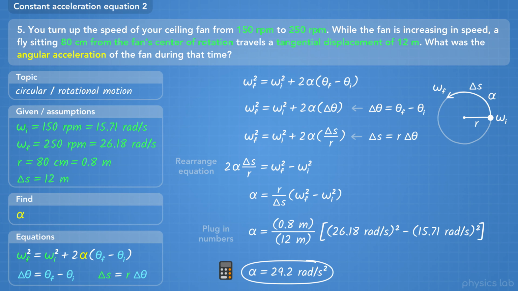To check that value, you could plug it back into the equations that we started with, along with the given information, and then make sure the math is right. But let's just consider whether the sign is right. The ceiling fan went from an angular velocity of positive 150 RPM to positive 250 RPM. That means the change in velocity is positive. So the acceleration should be positive, which is what we got.